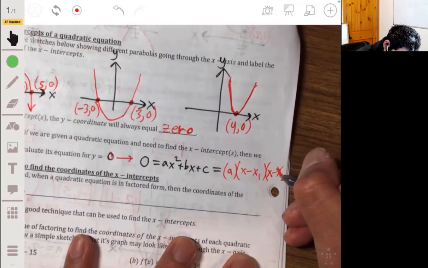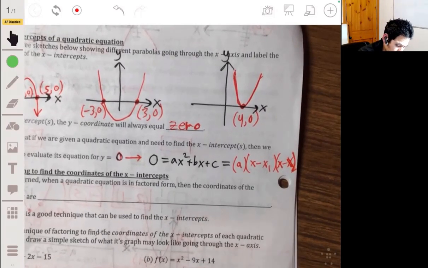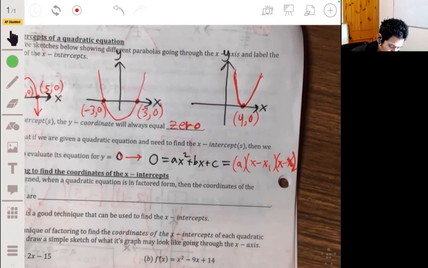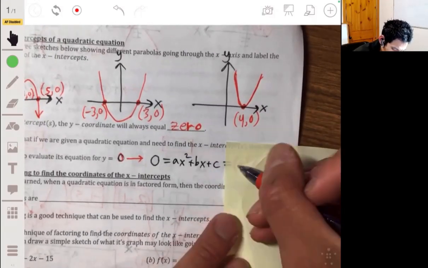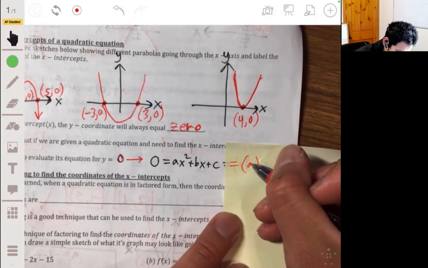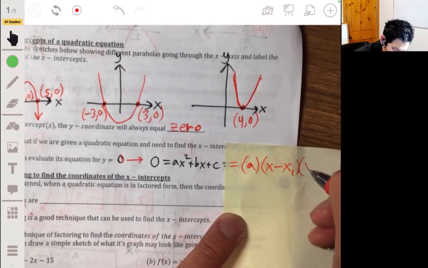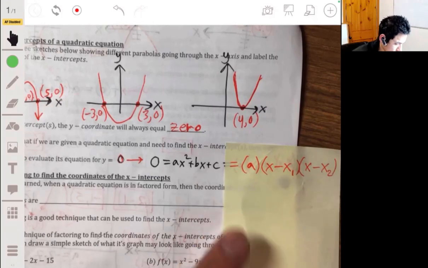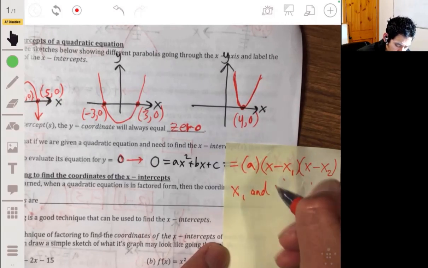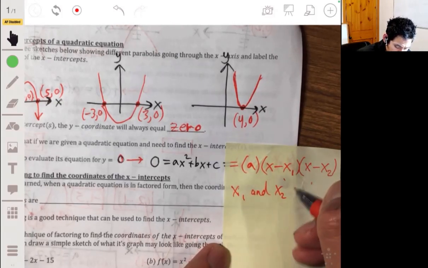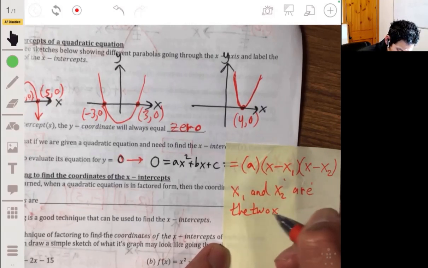I didn't want to squeeze that in there, but that's why I have a sticky note. Let me throw a sticky note on this side and make that equal to a times x minus x1 times x minus x2. x1 and x2 are the x-intercepts, to distinguish them from x. They are the 2 x-intercepts.